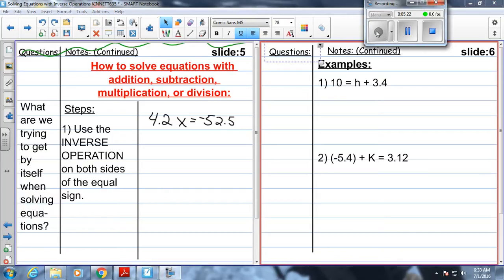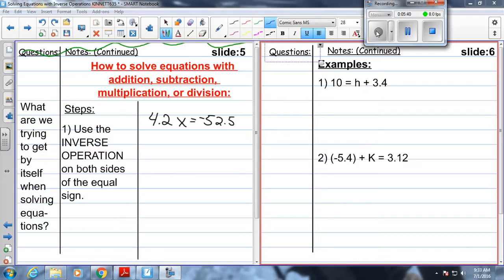Okay, welcome back after copying that down. So how to solve equations with addition, subtraction, multiplication, or division. We're learning on these how to do it one operation at a time. So only if one's there. And you can probably hypothesize that in the future we're going to start using multiple operations at a time.